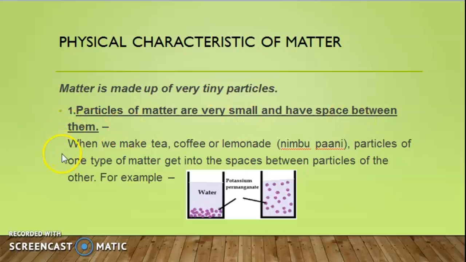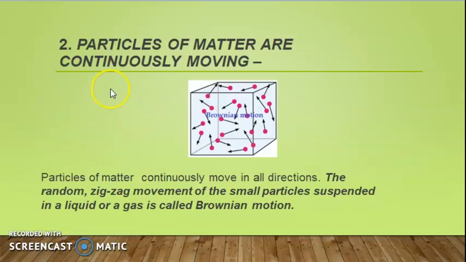Now let's see the second property of matter. The second property is that particles of matter are continuously in motion, meaning they always move from one direction to another, and this type of motion is known as Brownian motion. We can define Brownian motion like this: the random zigzag movement of small particles suspended in a liquid or a gas is called Brownian motion. Mostly we observe this type of motion in liquids and gases.